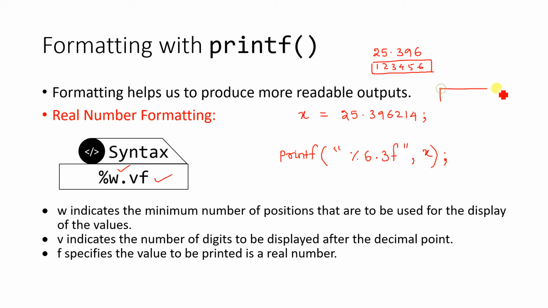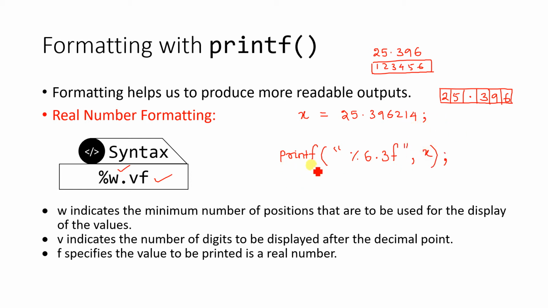Automatically 6 places will be created, or we can think of it as 6 boxes: 1, 2, 3, 4, 5, 6. Six boxes will be created, and out of these 6 boxes, the first 2 boxes will represent your number 25, then the decimal point, that is dot, and the last 3 boxes will display the 3-digit number which is present after the decimal point. So this is the simplest way of understanding the real number formatting concept.